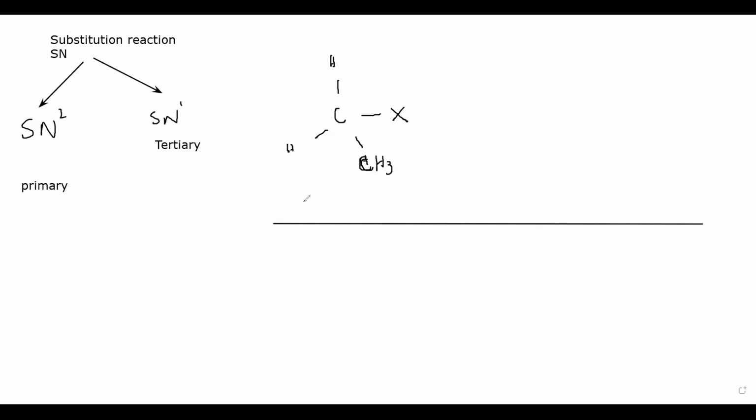If I draw a tertiary, it means a carbon attached to a halogen, which can be any halogen, with three carbon chains next to it. If we have a nucleophile, I'm writing it as Nu, here also Nu. When we compare electronegativity, halogens are more electronegative and have a greater tendency to attract the shared pair of electrons. So partial negative on the halogen and partial positive on the carbon.